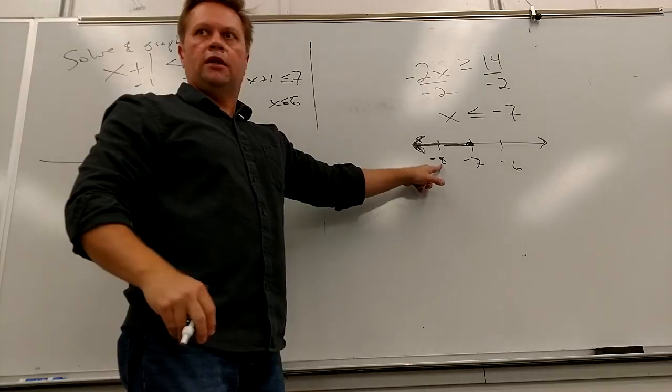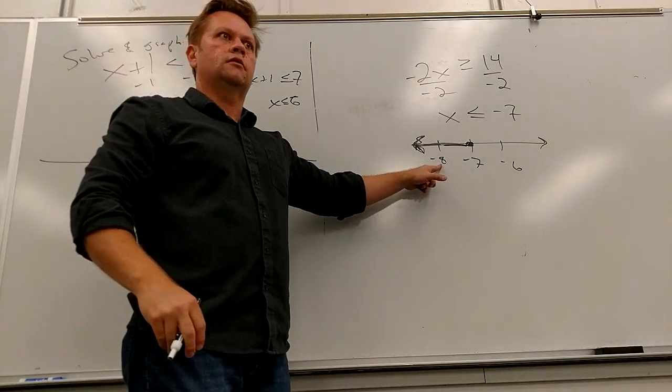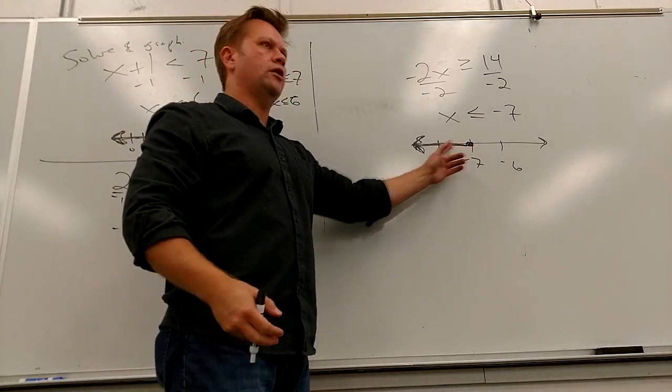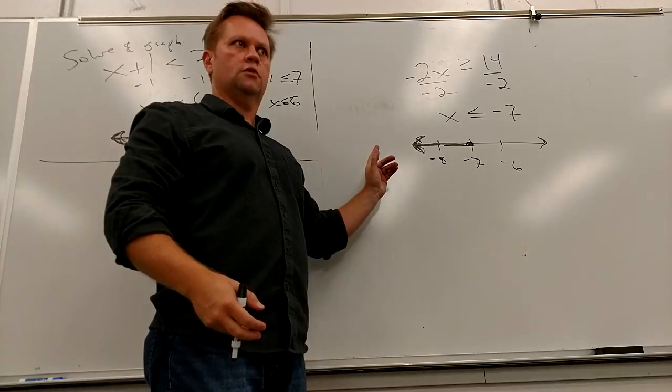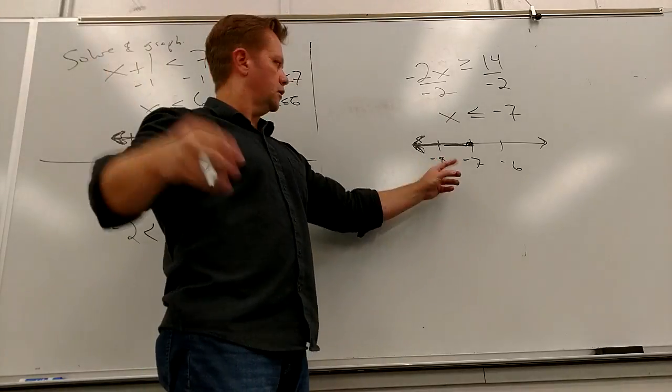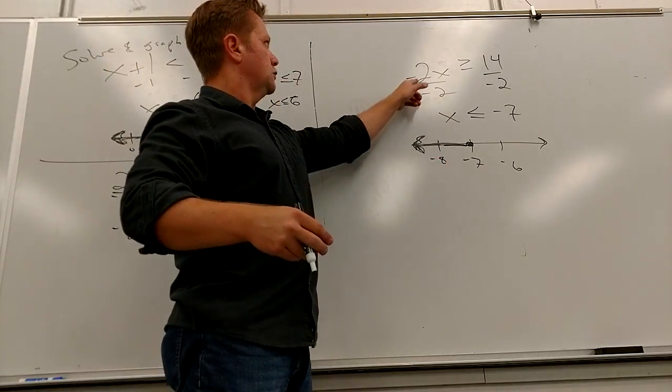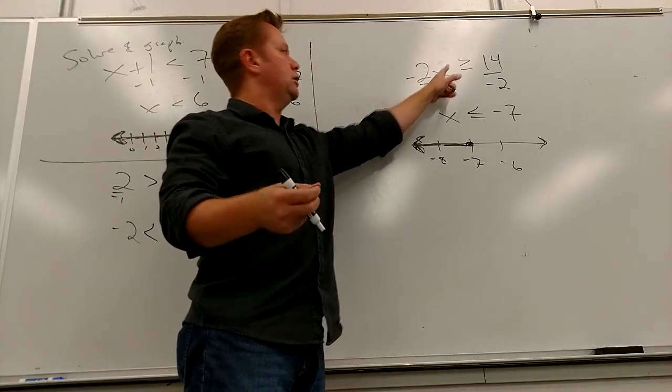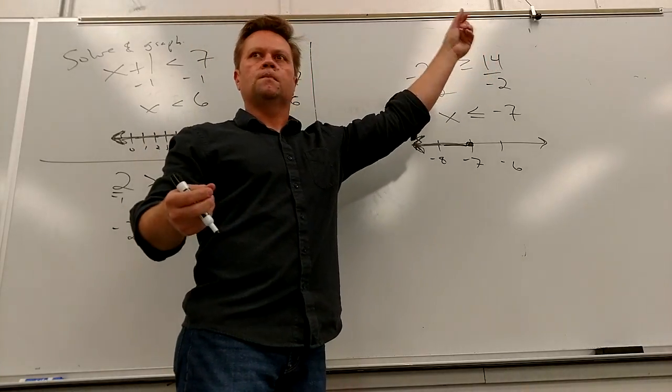So negative 8 would be an answer, right? That's an acceptable answer. How many answers are there to this? A lot. An infinite number. But they're all negative. So negative 2 times negative 8 is 16, which is bigger than 14.